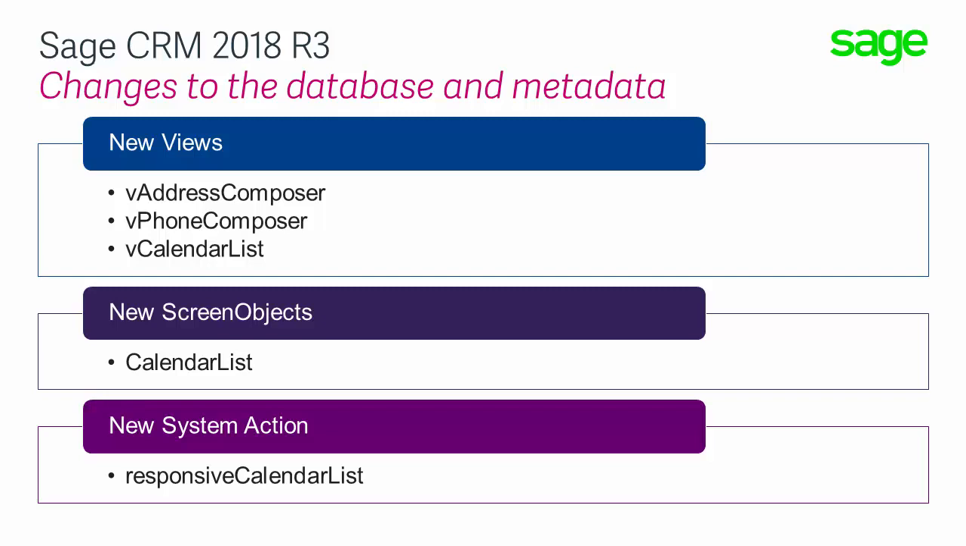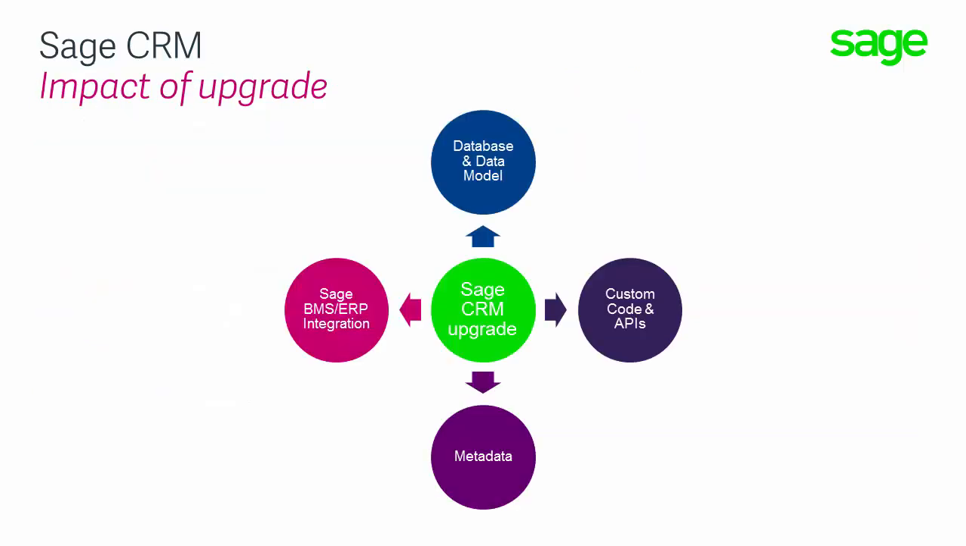There have been 3 new views added to the system: vAddress Composer, vPhone Composer and vCalendar List, and there's been a new screen object, Calendar List, which is, as it says, a list. And there's a new system action that has also been added called Responsive Calendar List, and you'll be able to find that underneath the User tab.